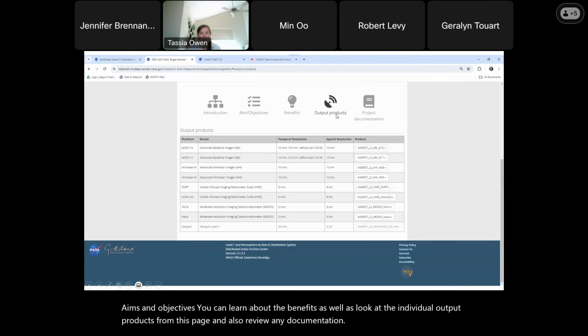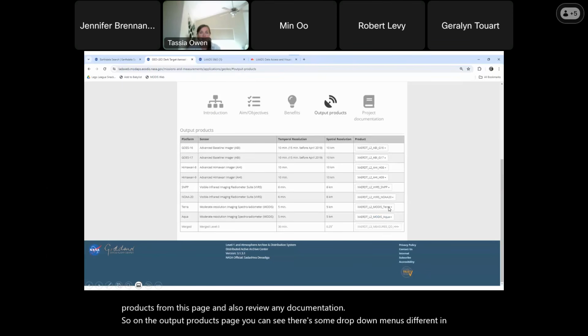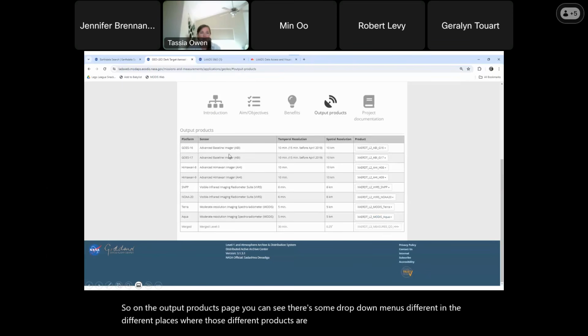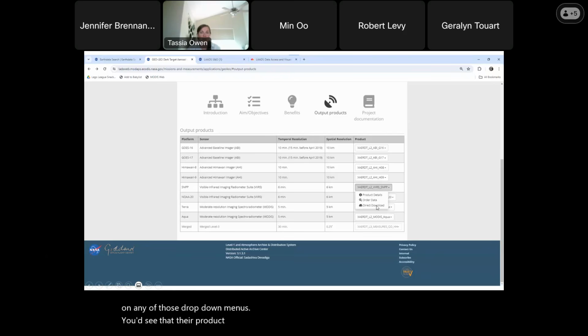So on the output products page, you can see there's some drop-down menus in the different places where those different products are listed, as well as seeing what platform or sensor, resolution, both spatial and temporal, are available as well. So if you were to click on any of those drop-down menus, you'd see that the product details are there, the order data or the direct download becomes an option to be able to access either the details of those different products or be able to actually get to the data.